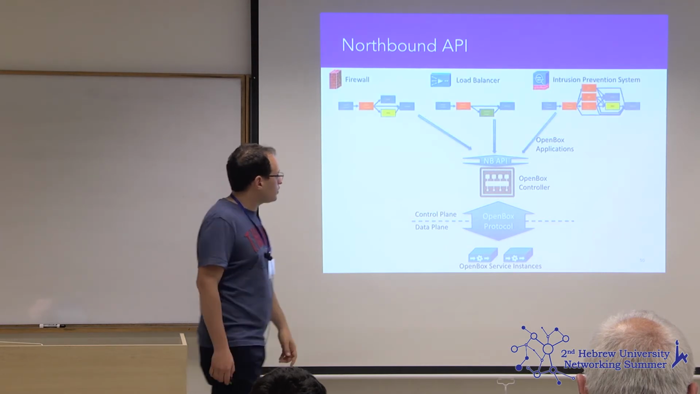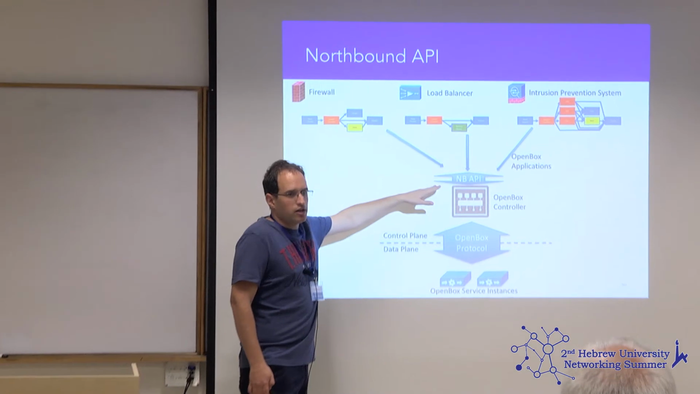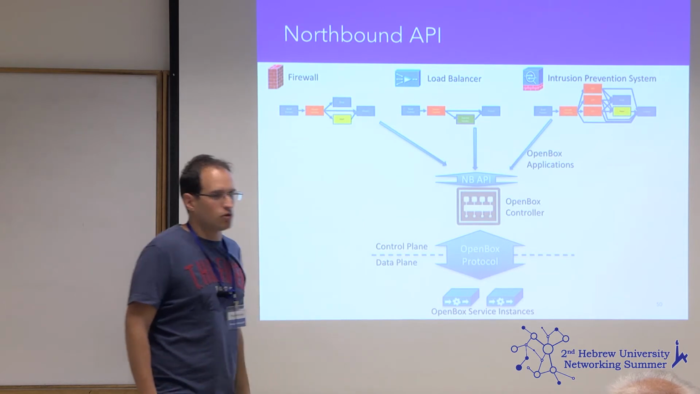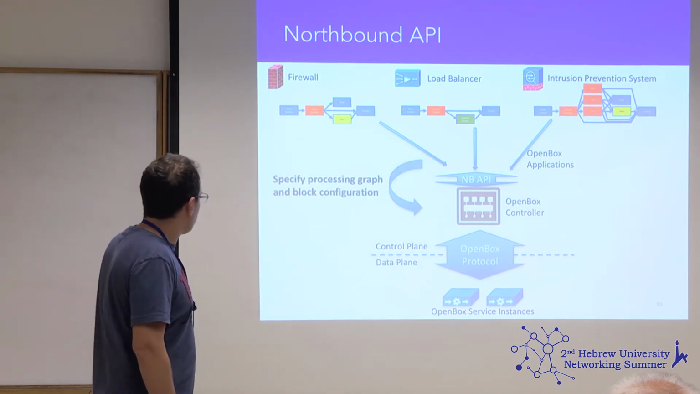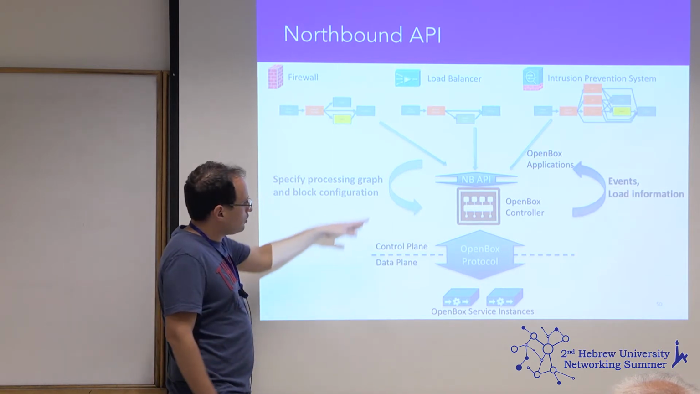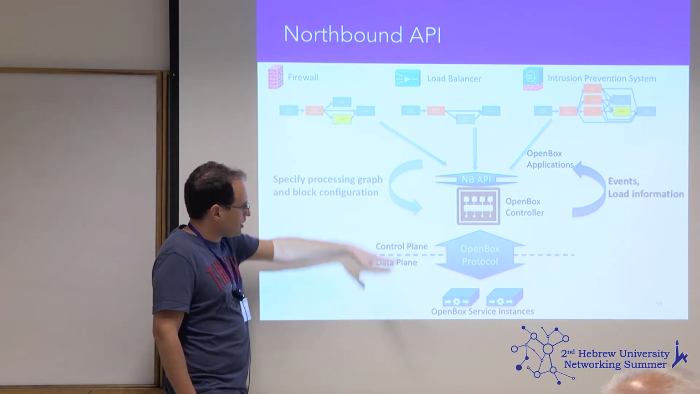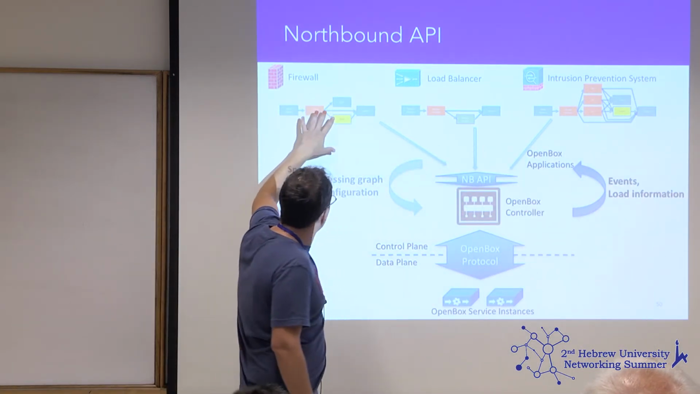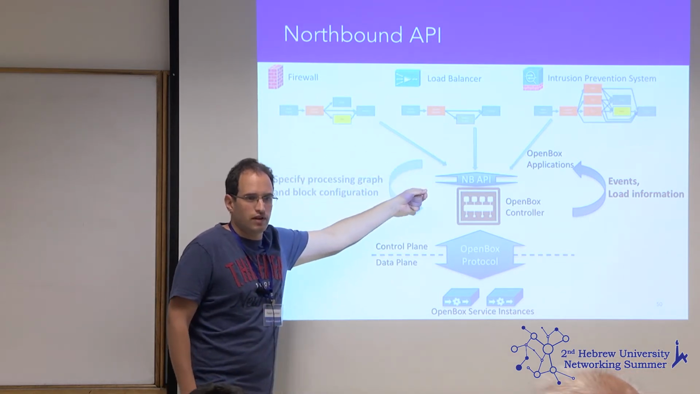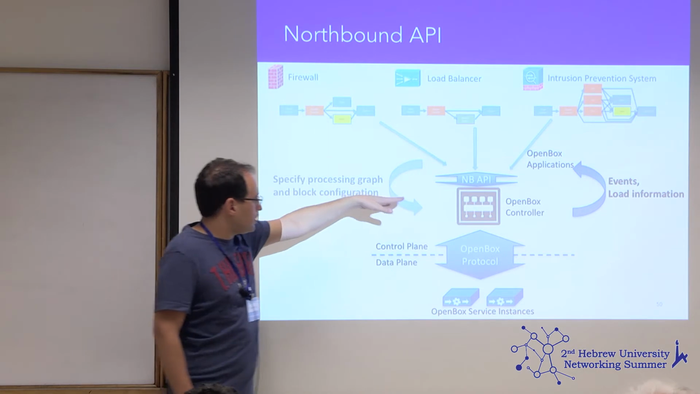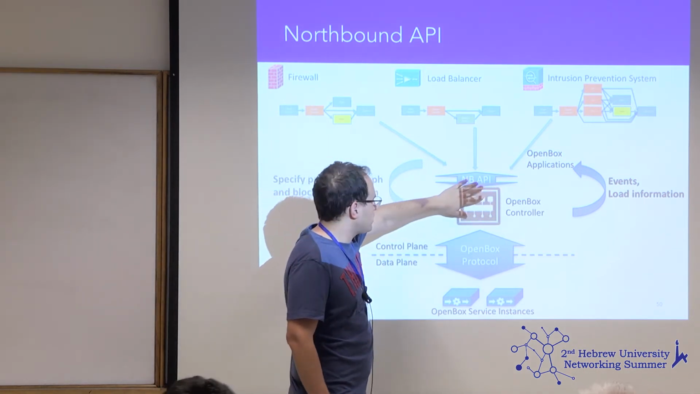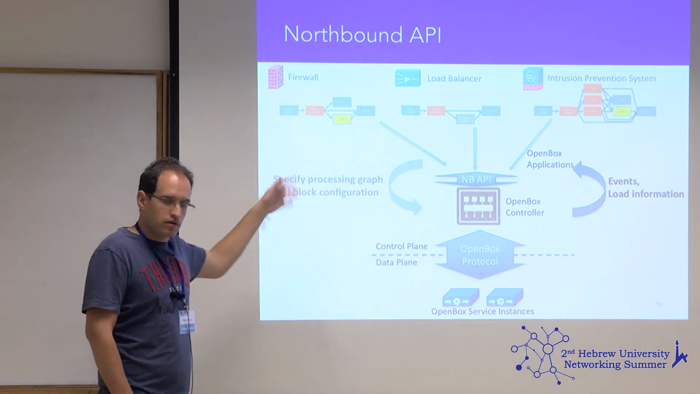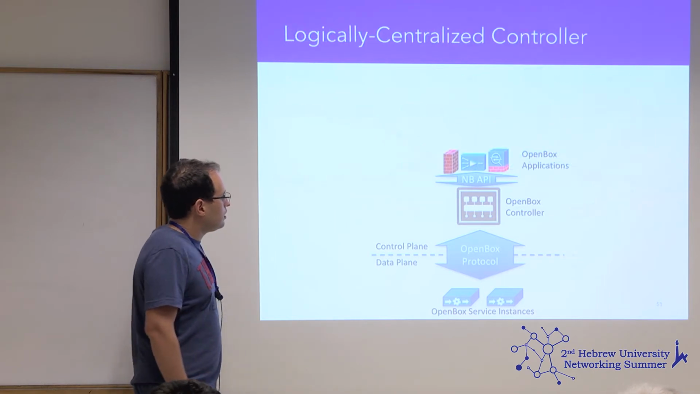So this Northbound API is actually an API to describe these graphs. Each graph has a graph structure, and for each block there is some configuration. Given these graphs, the controller then unifies them, and I'll talk about it soon. But in addition to graphs, you can also request to receive information about events. You register for events in the network, and then you get notifications on events, and you can request load information from the data plane through the controller, and then you get it back as well.